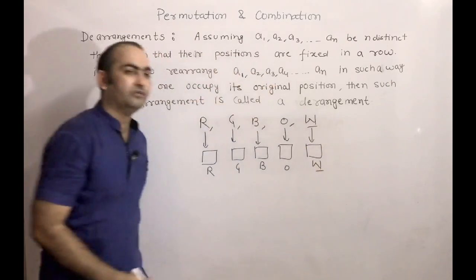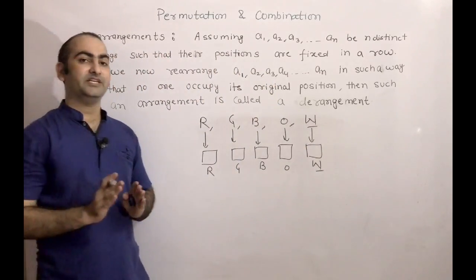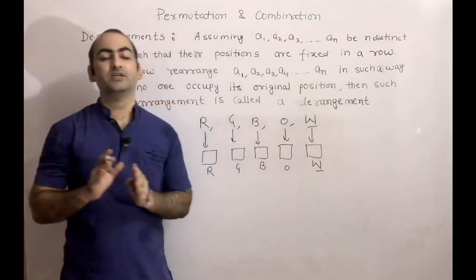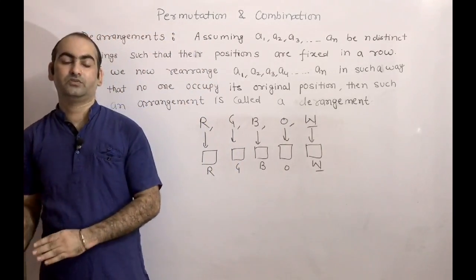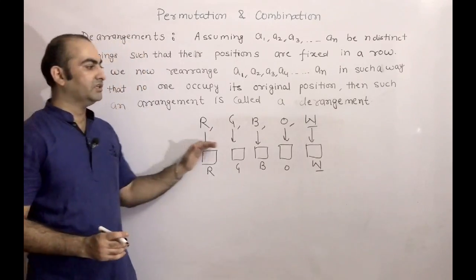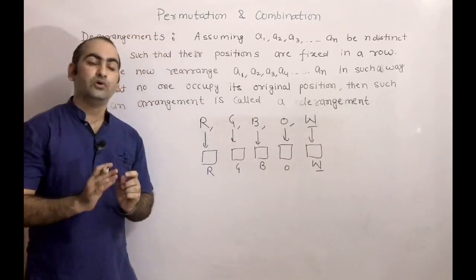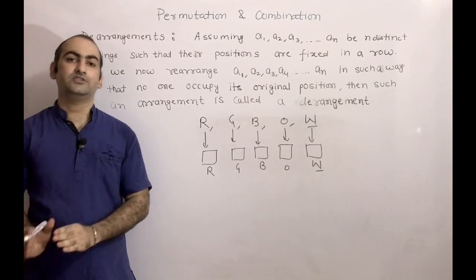Now here we want derangement. So what is derangement? Derangement is nothing but a special kind of arrangement. If you arrange these 5 balls in such a way that no ball goes to the same color box, that is called derangement.